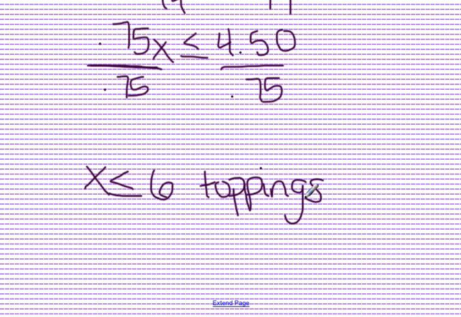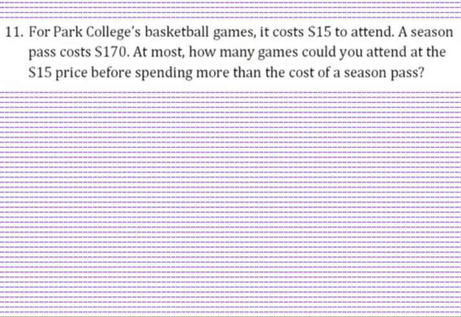I can't have 7 though. If I have 7, I'm over that $18.50. If I have 6 exactly, I'm going to hit that $18.50 exactly. So this will help you budget out your Friday nights, okay? You're welcome. So let's take a look at number 11.